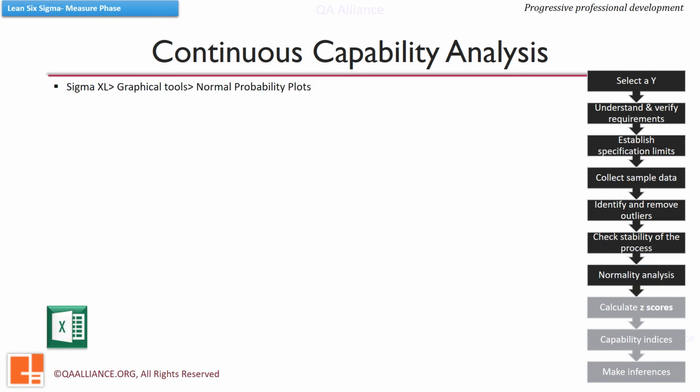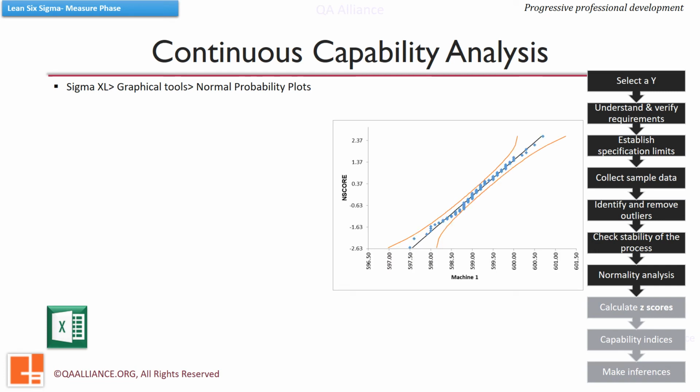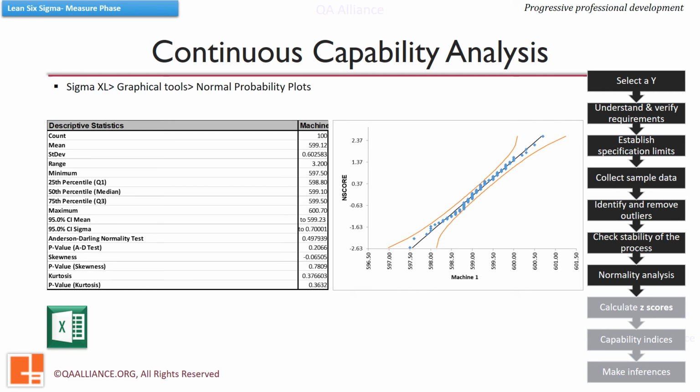In Worksheet 2.4.3 of the exercise book, we can find the data for spindle lengths from two machines, Machine 1 and 2. This is the normality analysis of Machine 1 data. To create the normality chart, go to Sigma Excel, Graphical Tools and select Normal Probability Plots. Let us also see the descriptive statistics. The Anderson-Darling normality test shows a p-value greater than 0.05. We can thus say that the data is normal.